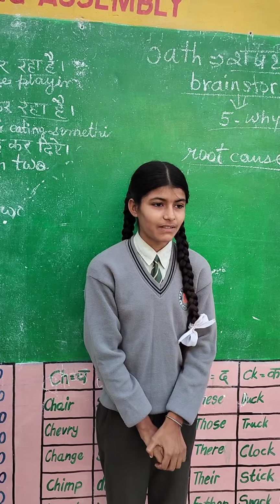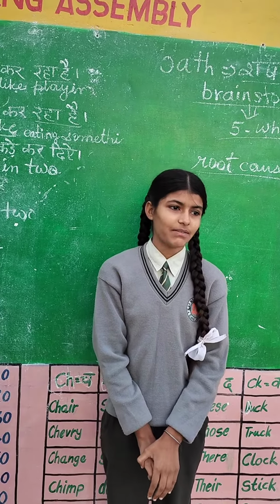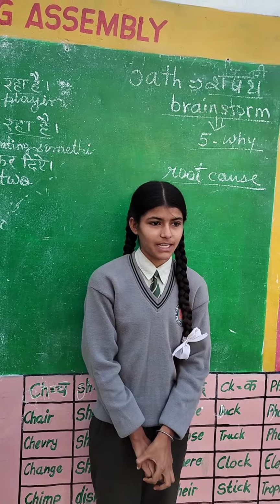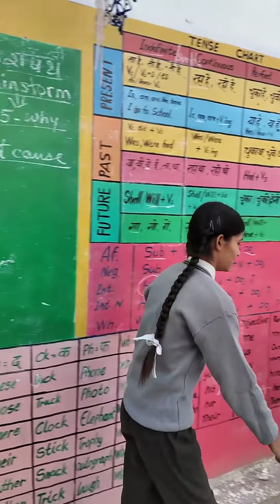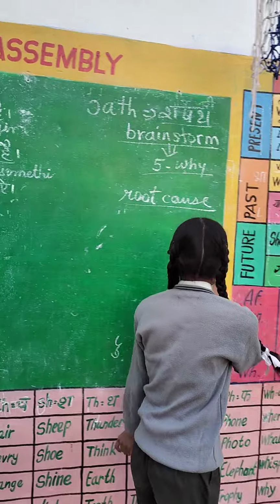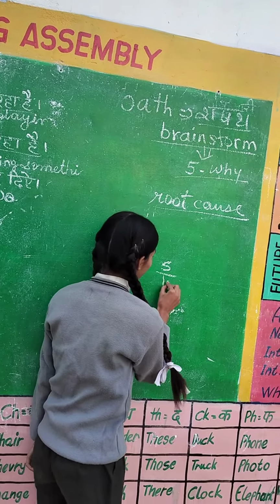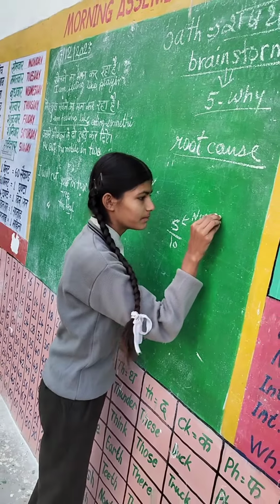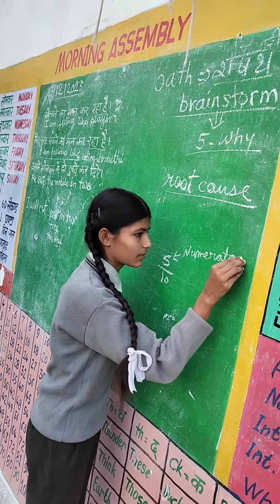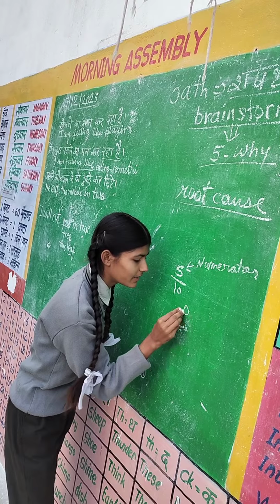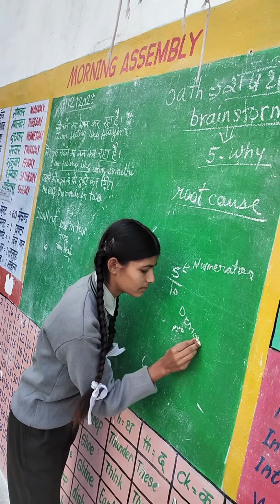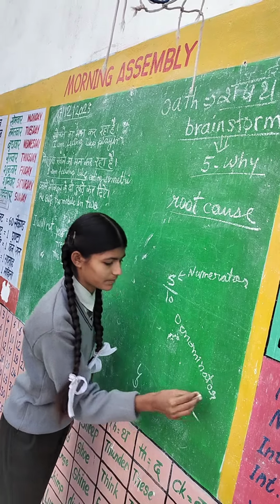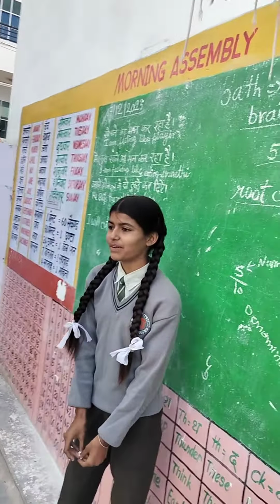Fraction is a numerical value of the whole, for example, 5 upon 10. The 5 is the numerator and 10 is the denominator. Denominator, okay. There are 5 types of fraction.